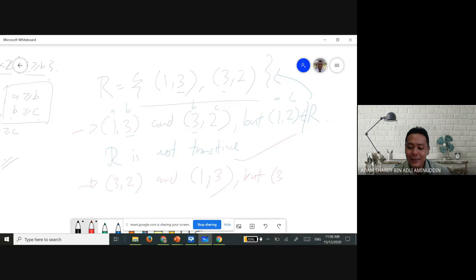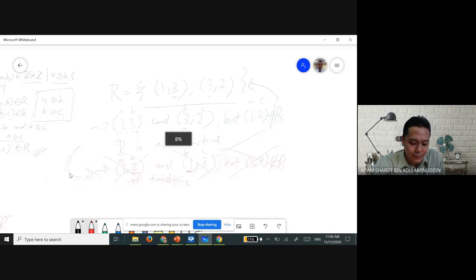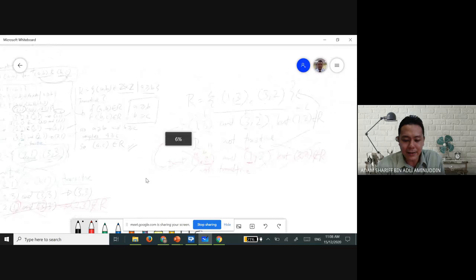But 3-3 is not inside R. Mestilah tak ada 3-3, tak peduli pun sebab this is not the same B. So this is wrong if you try to do the second way. But the first one, you have 1-3, 3-2. Ini kena compare. Ini you kena cari AC. But for the second one, which I pangkah banyak ni, ialah comparison of AB and BC yang kurang tepat. Dia betul, dia not transitive.